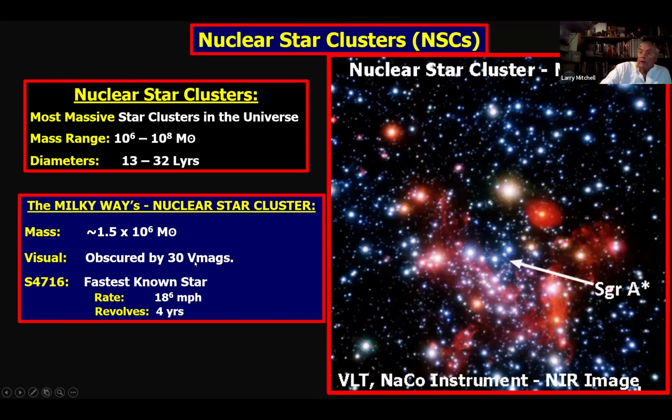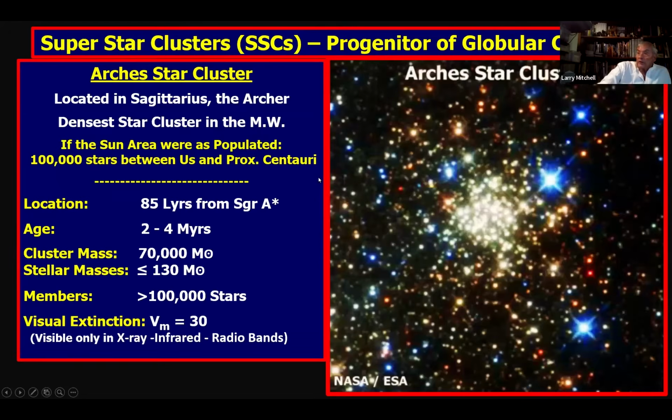Unfortunately, being obliterated by 30 magnitudes, we cannot see it. But radio telescopes, infrared imaging can do that, and this is a near infrared image taken by the Very Large Telescope of our nuclear star cluster. There is another type of star cluster called superstar clusters, and these are everywhere throughout our Milky Way galaxy, throughout other galaxies, and these are progenitors of globular clusters.